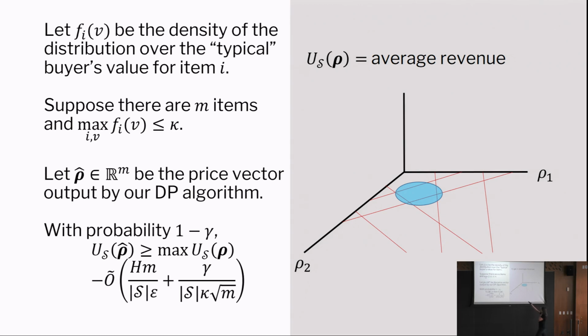So let rho hat be the price vector output by our differentially private algorithm. We show that with probability at least 1 minus gamma, the average revenue over the sample of rho hat is at least the maximum revenue possible minus a term which is just like we plugged w and k from the previous slide into our utility loss. And you can see, indeed, this utility loss goes to 0 as the number of samples grows.